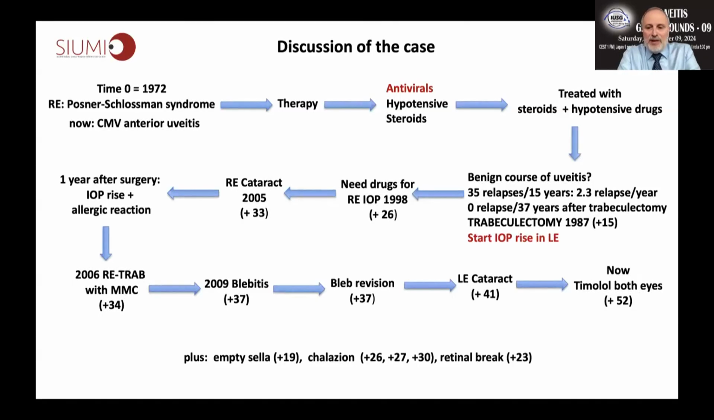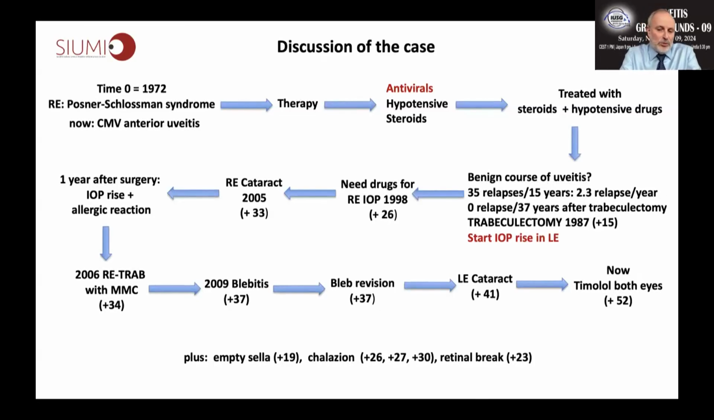We have observed 35 relapses in 15 years of follow-up. That means more than 2 relapses per year, and 0 relapse in an additional 37 years of follow-up after trabeculectomy. But we don't know if there were no relapses. We are sure that in our chart there is no indication of any relapses when we examined the patient, but we don't know if IOP spikes and very mild symptoms, which are characteristic of CMV infections, can have occurred between one relapse and the other.